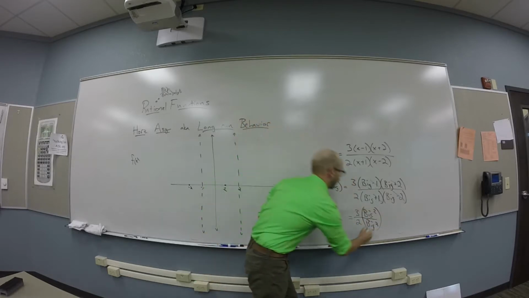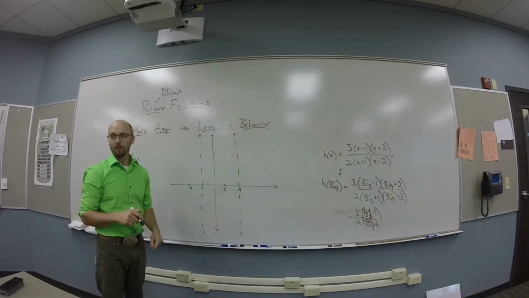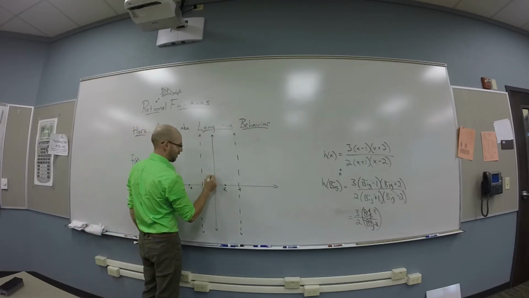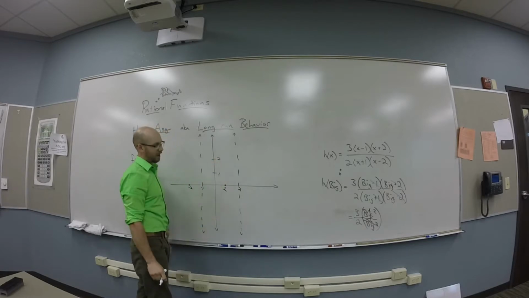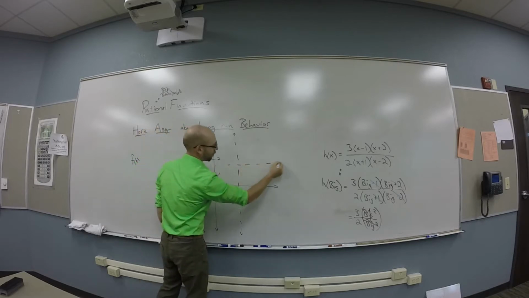Big squared over big squared is 1. So we have just 3 over 2, which is a number. Right, so my units are like 1 and 2, right? So 3 halves is halfway. And so there's a horizontal asymptote there.